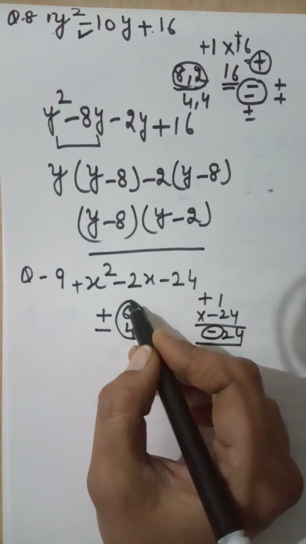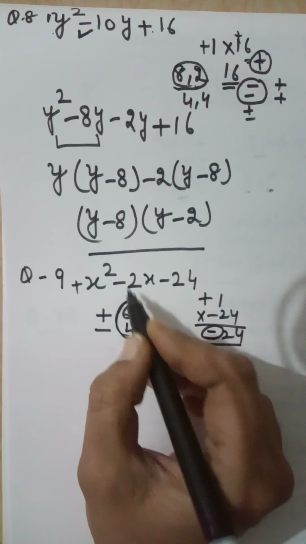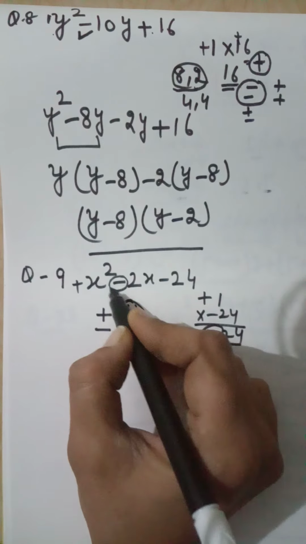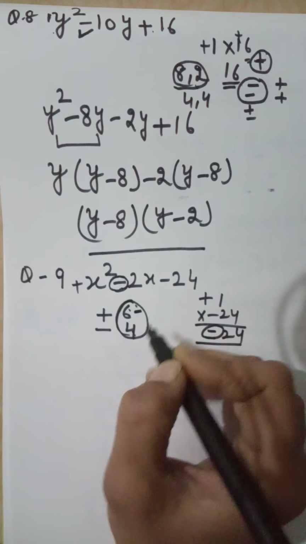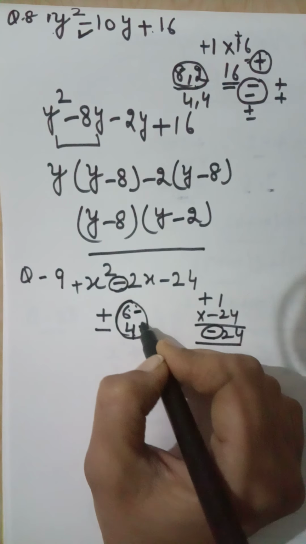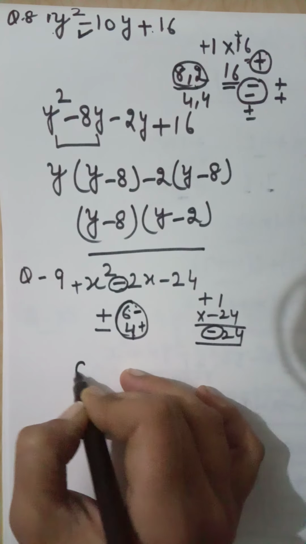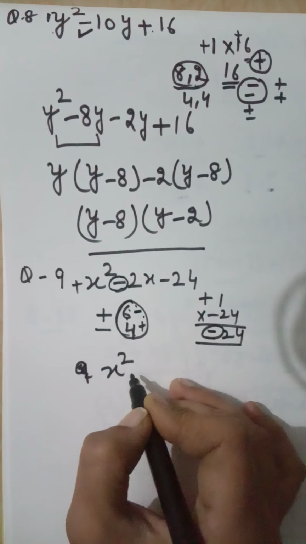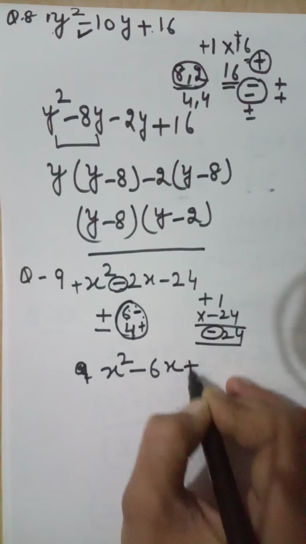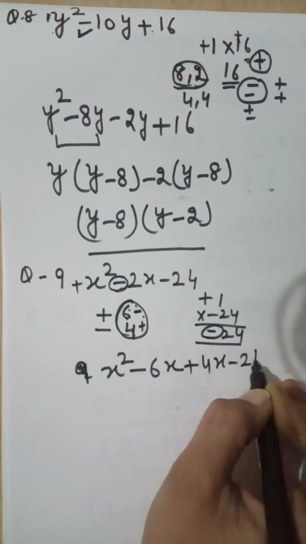So how to take the decision of the signs? The bigger term will get the sign of the middle term. The middle term's sign, which is minus, will go to the bigger term. Clear? The smaller term will then get plus. So we get x square, this 6 is negative, minus 6x plus 4x minus 24.